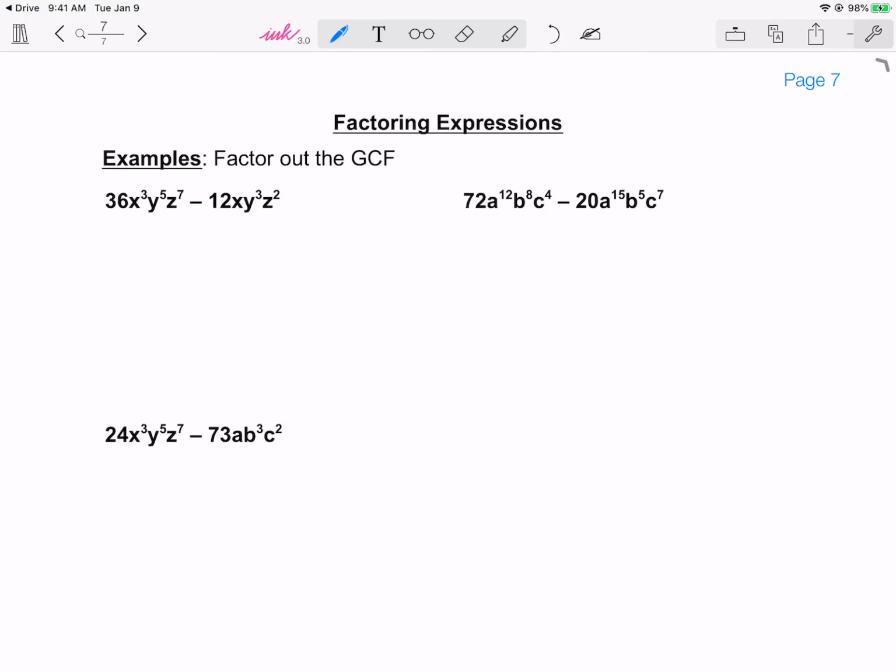So then on the next one, 72 and 20 are both divisible by 4. And then I'm going to go through and take out the smaller of the exponents. So 12, 5, and 4 for a, b, and c respectively. So I've got a to the 12th, b to the 5th, and c to the 4th.